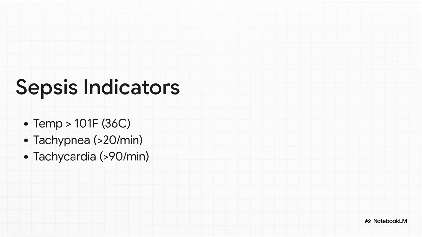The older Sepsis-2 criteria relied heavily on these SIRS indicators plus an infectious source. However, auditors are increasingly looking for modern Sepsis-3 criteria. That focuses on a SOFA score increase of 2 or more points, which indicates acute organ dysfunction, and a lactate level greater than 2 millimoles per liter. Your queries really need to reflect these modern clinical markers if they're going to hold up in an audit.